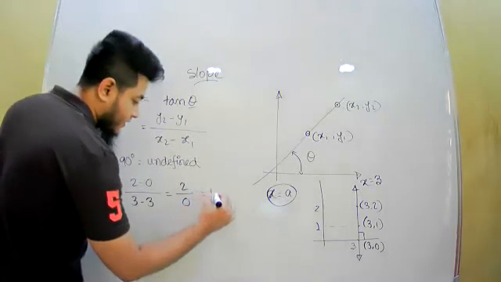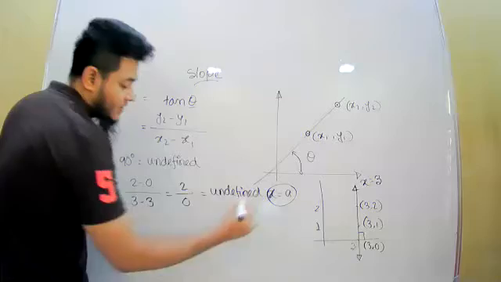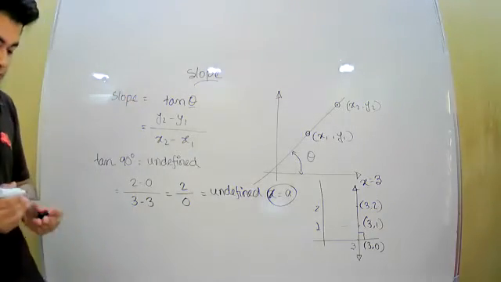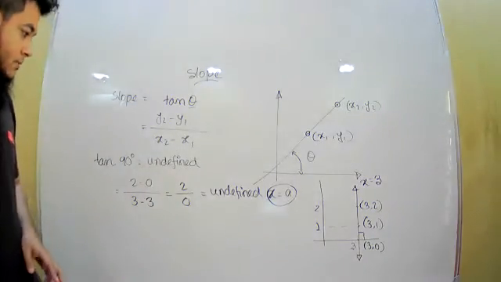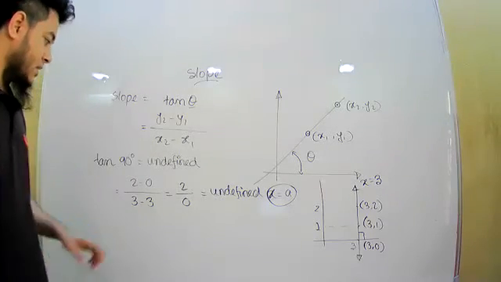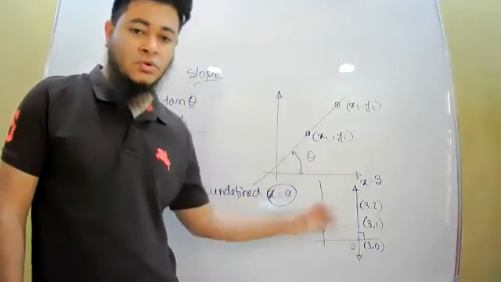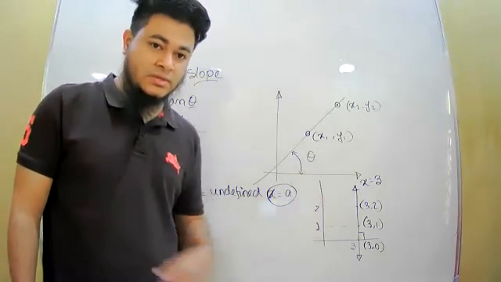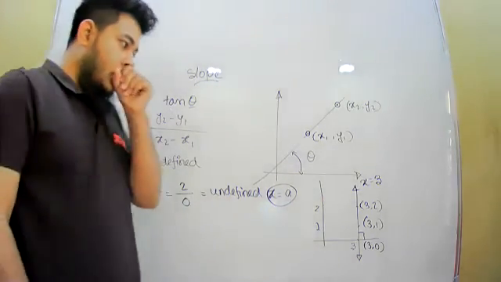It is also undefined. Why is it undefined? Because nothing can be divided 0 times. Okay, it is undefined. So we can say that the slope of a line that is perpendicular to the x-axis or parallel to the y-axis is what? Undefined. Very important for MCQ.